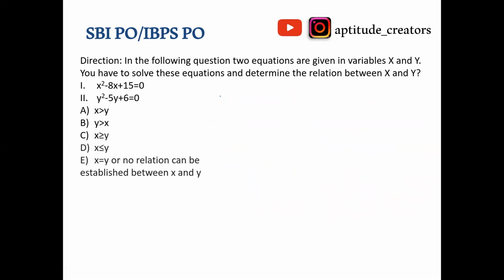Here, x square minus 8x plus 15 is equal to 0. Now how can I split 15? Can I split it as 3 into 5, 15? Now I have to get minus 8. So what do I have to do? I have to take minus 3 and minus 5. 3 into 5 is equal to 15, and minus 3 minus 5 gives the result minus 8.